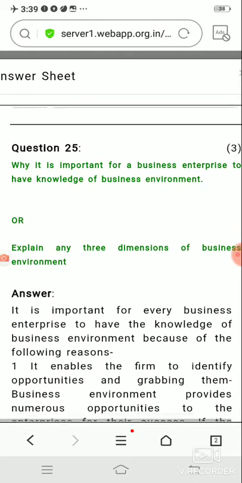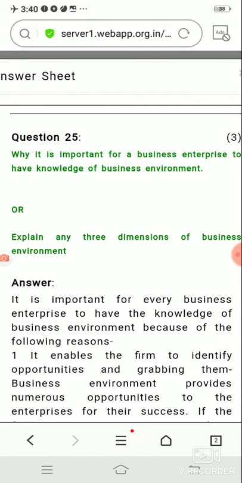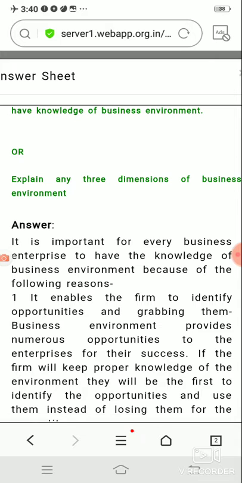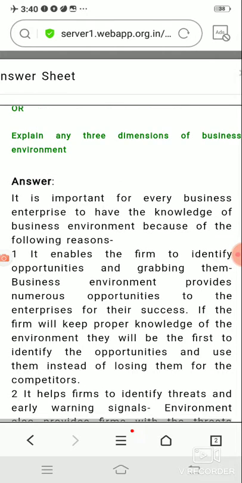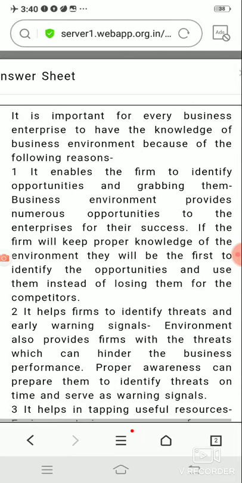Next question was question number 25, and there are two optional questions. Why is it important for a business enterprise to have knowledge of business environment? It means एक business enterprise के लिए business environment की knowledge रखना क्यों ज़रूरी है? Now this question is directly asking you about the importance of business environment, right? Now explain any three dimensions of business environment. So the first one was three importance. If a manager has proper knowledge about business environment, अगर एक business organization में एक manager को business environment की proper knowledge है, so what three important advantages will a business get?